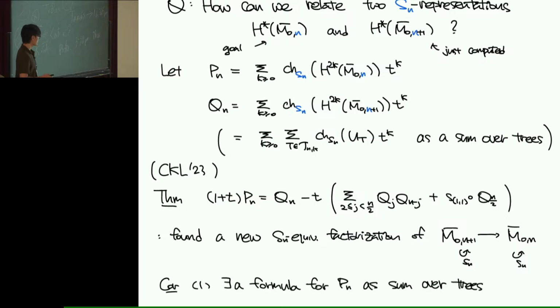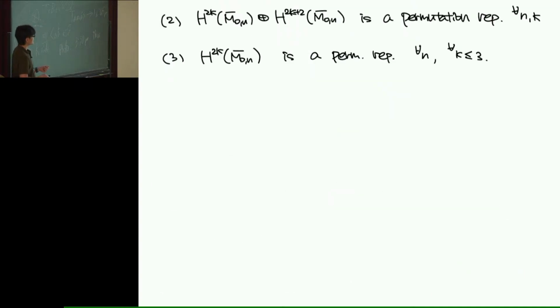As a corollary, we get a formula for Pn as a sum over trees, because Q is already written as a sum over trees. Furthermore, if you take the coefficient of t to the k on the left-hand side, then we get this representation. Using that formula, we prove that this is a permutation representation, for all n and k.